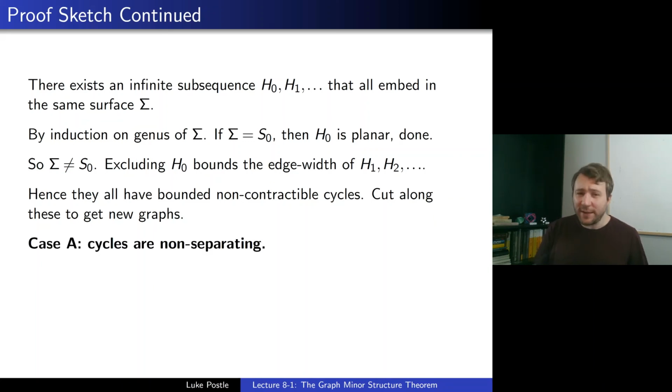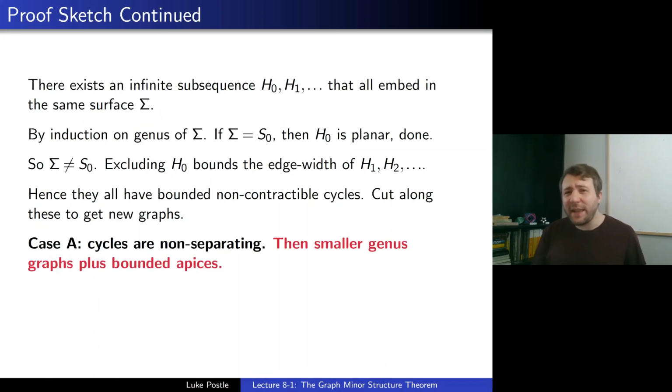And then there's two cases. If infinitely many of them have cycles that are non-separating, then the idea is when you cut along them, each one transforms into a graph on a smaller genus, which would have a good pair by induction, except you have to worry about the cycles, but you can view those as a bounded set of apex vertices. So if we're also doing it with apices, then we'd be fine.